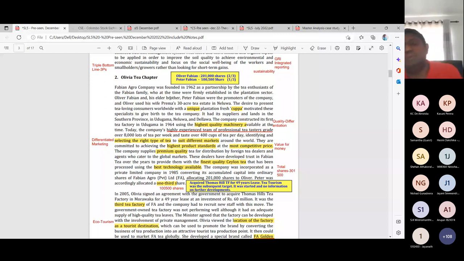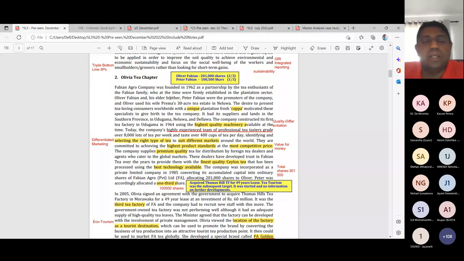Now see, from the inception itself, there are strategies focused on high quality. It's a very important point. That should be the philosophy of the company. So they dealt with quality, the highest quality machinery available at that time, right?